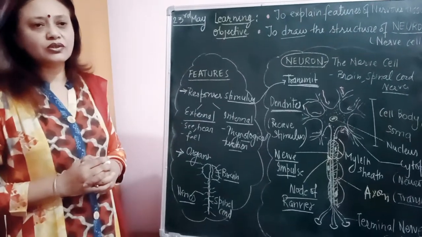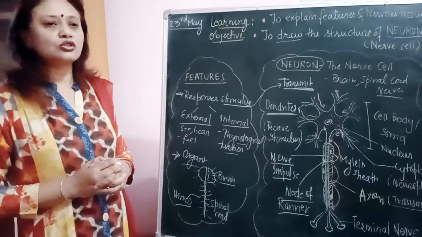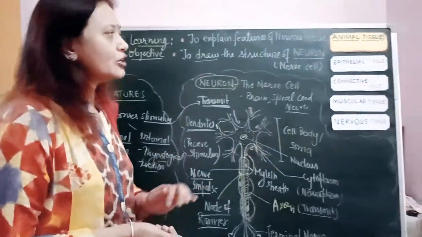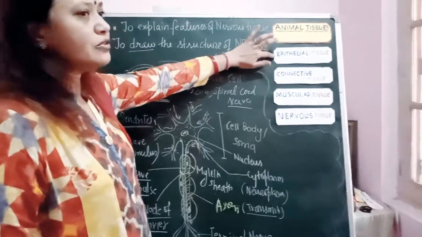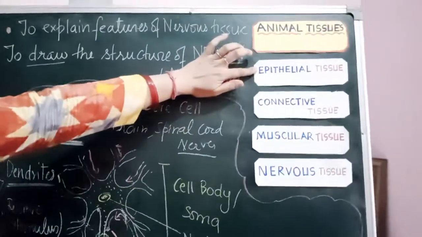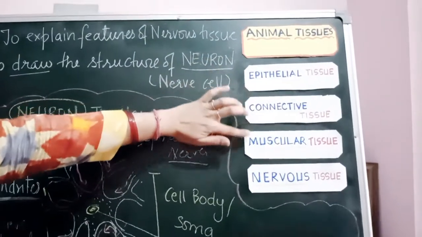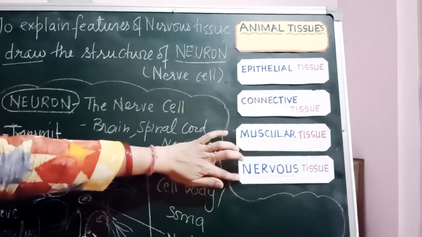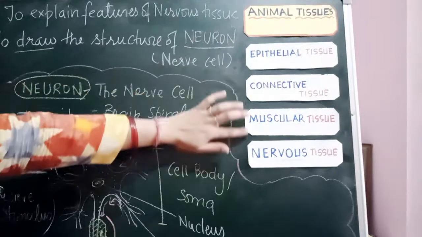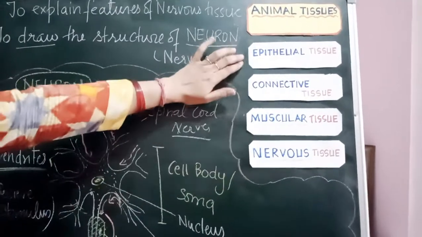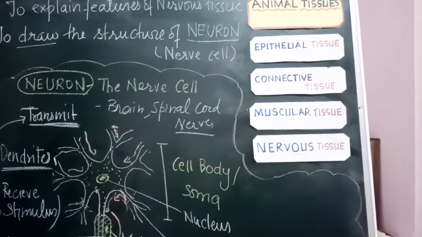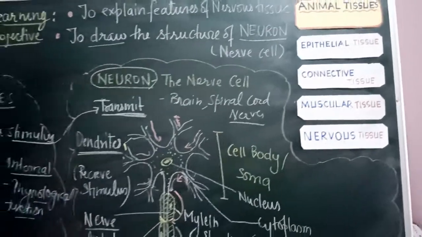So, my dear children, that finishes our topic, the animal tissue. I hope that you are now familiar with the different features and types of epithelial tissue, connective tissue, muscular tissue, and today we have done the nervous tissue. Please do revise them thoroughly and practice the diagrams associated with these tissues so that you are able to grasp the topic fully.